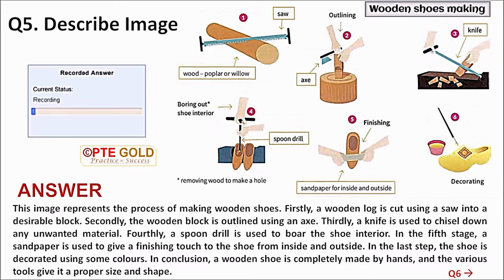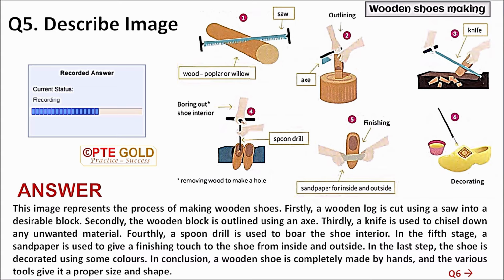This image represents the process of making wooden shoes. Firstly, a wooden log is cut using a saw into a desirable block. Secondly, the wooden block is outlined using an axe. Thirdly, a knife is used to chisel down any unwanted material. Fourthly, a spoon drill is used to bore the shoe interior.